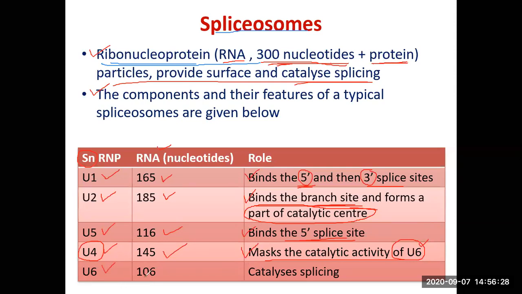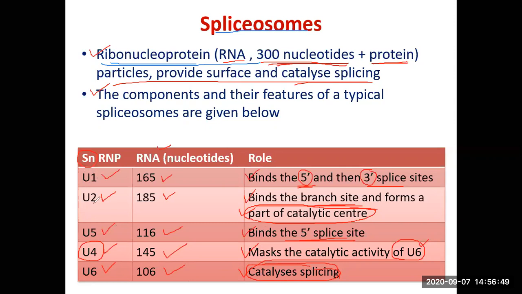U6 is the next RNP, 106 nucleotide long, and it has got the active site. The main active site is located here. It is assisted by U2 also. We said somewhere here that it is also a part of the catalytic center, but the main catalytic center is located on U6. So these are the 5 components of a typical spliceosome.